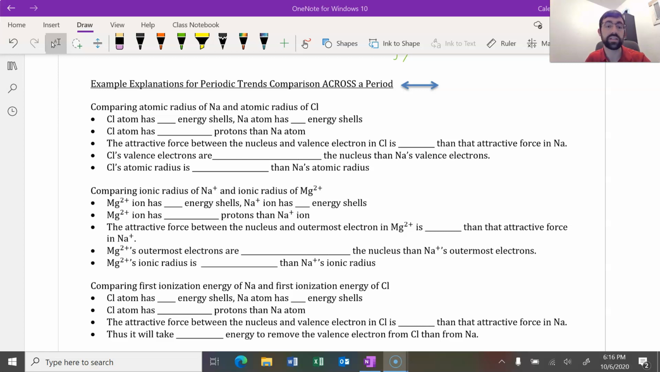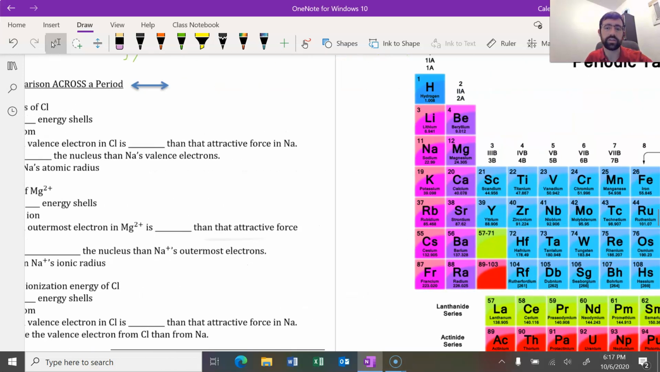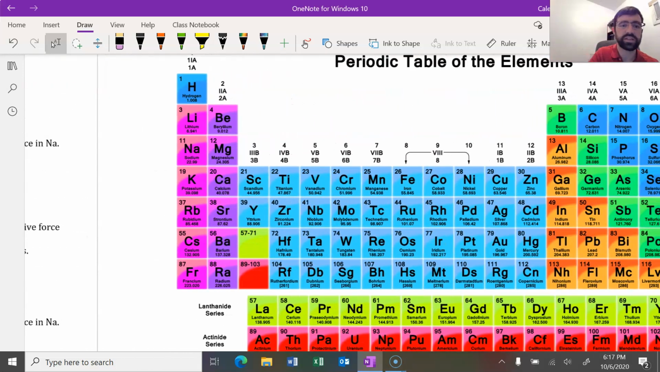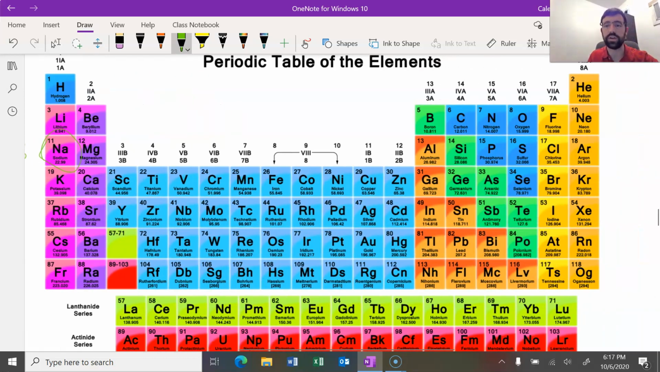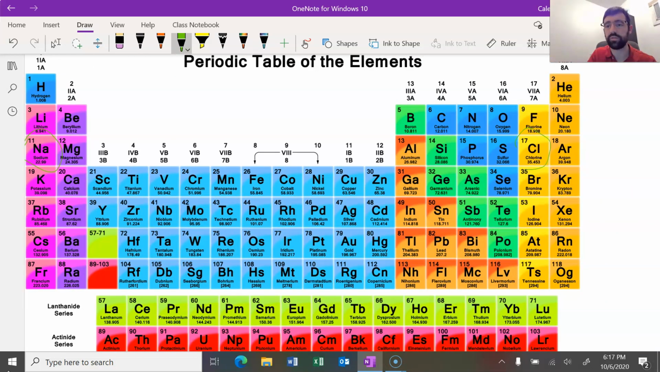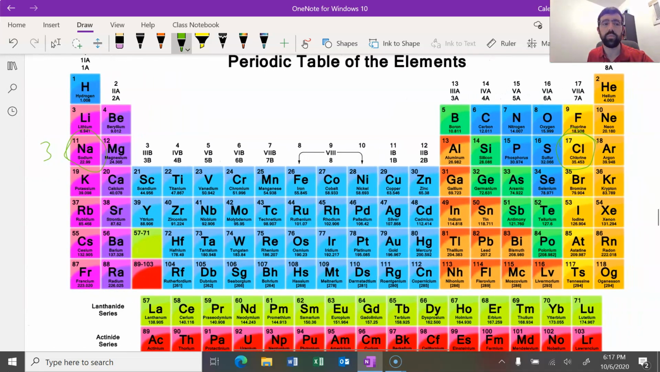Looking at the atomic radius of sodium versus the atomic radius of chlorine. Let's look at where they are. Well, sodium is here in the third row, and chlorine, you'll notice, is also in the third row. So they're in the same row, same number of energy levels. We've got to look at what is actually different. So same row, same number of energy levels, but the number of protons is increasing.